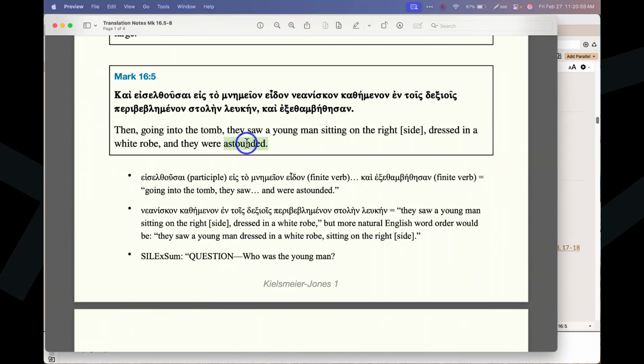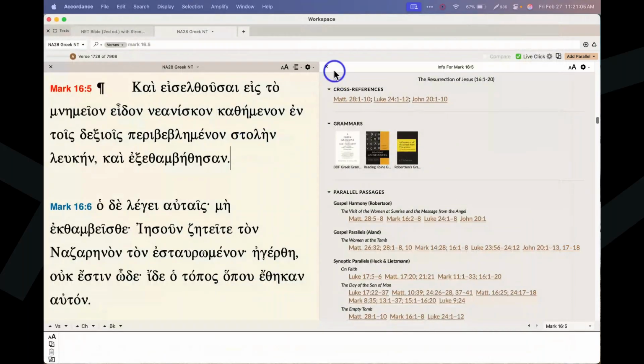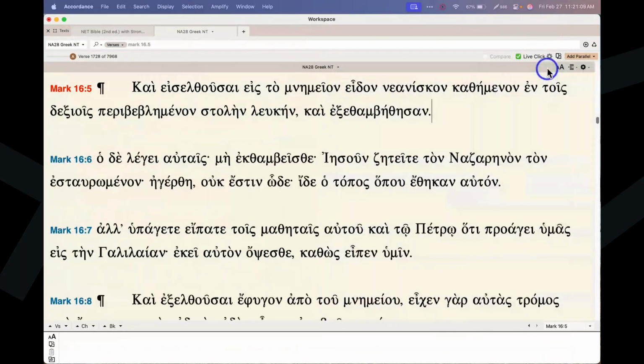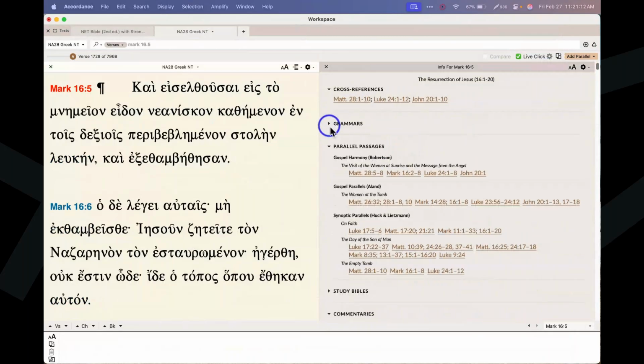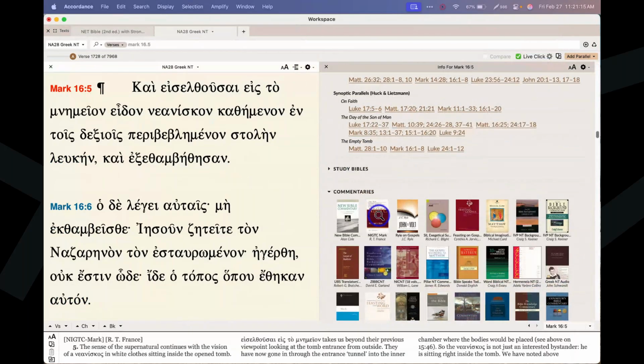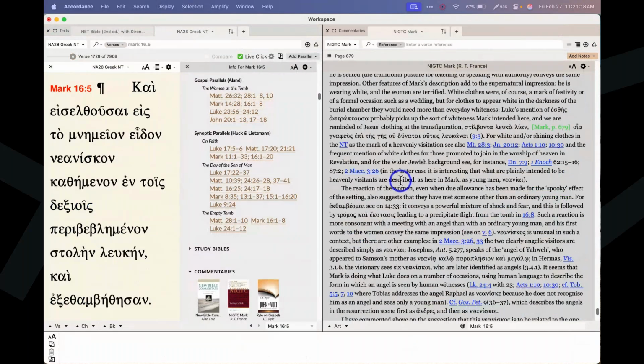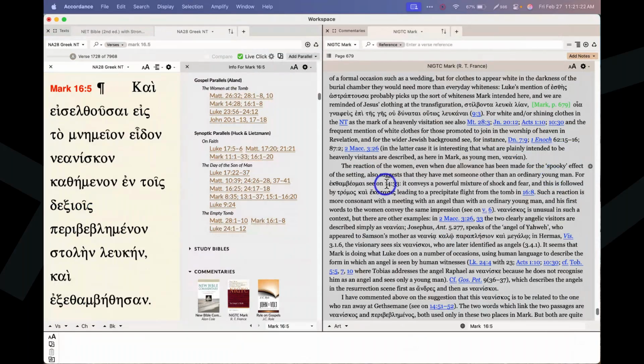It doesn't necessarily imply to me, anyway, that this is a positive or a negative amazement. This would also be good to look at in your commentaries, and you're most likely to find comment on this in your Greek-heavy commentaries. So France, for example, in his New International Greek Testament commentary, will talk about how this same word in 14:33, he says, conveys a powerful mixture of shock and fear.